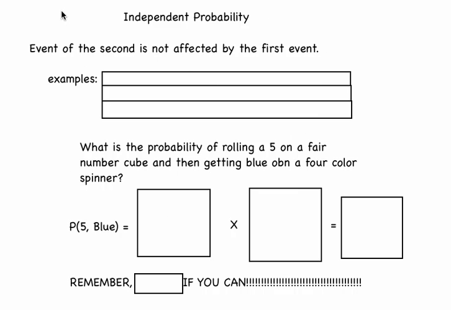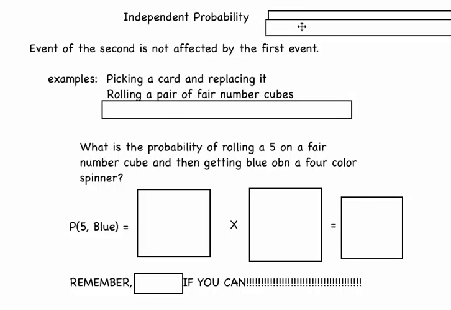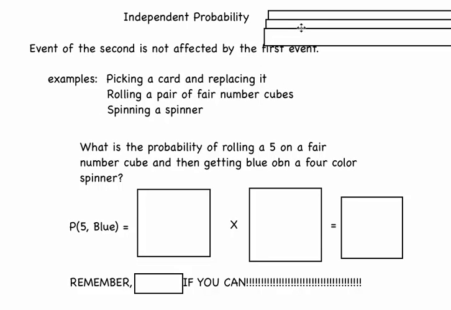Let's look at independent probability. This is the probability when the event of the second is not affected by the probability of the first event. There are some situations that we have for independent probability. Well, you may pick a card and replace it. You may roll a pair of fair number cubes, or you can roll the same number cube multiple times, or you could spin a spinner.